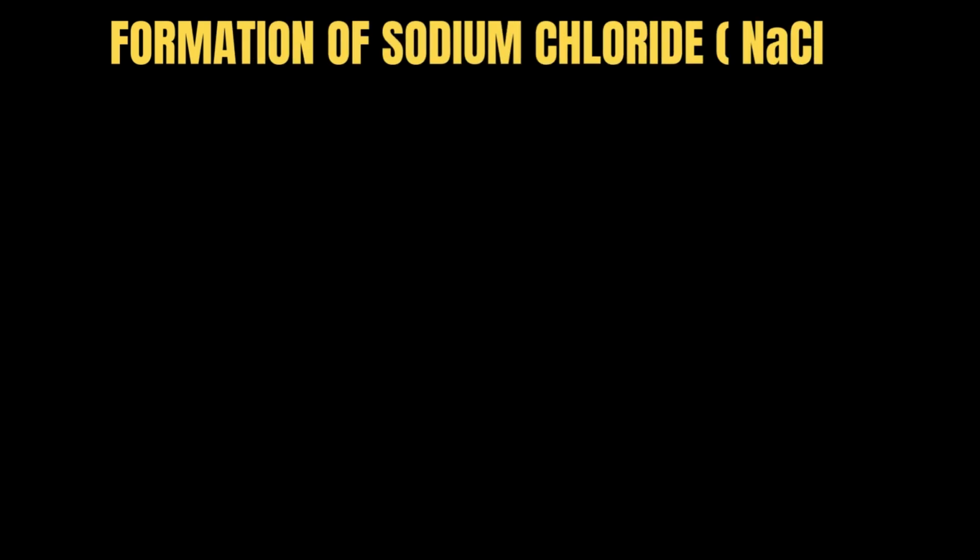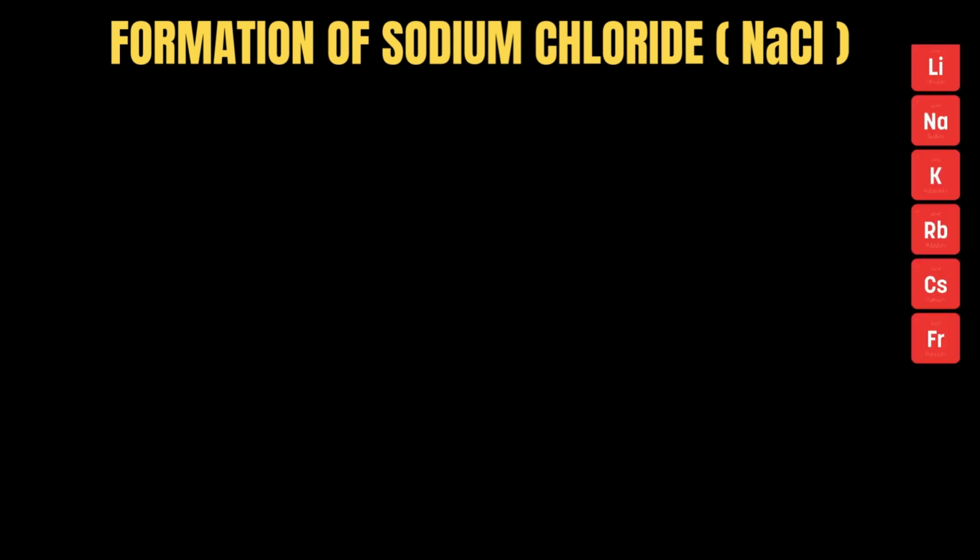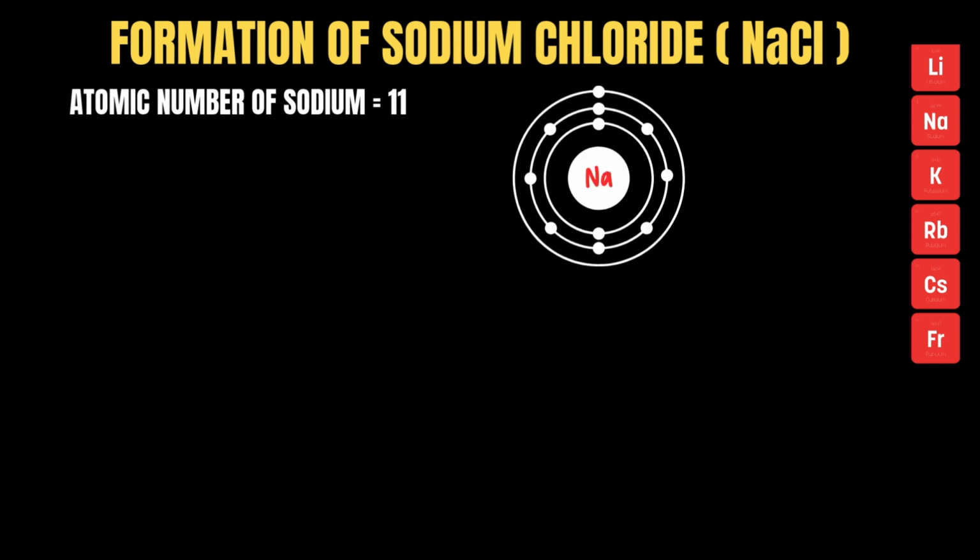The formula is NaCl. First of all, you need to understand that sodium is a metal. Sodium belongs to group 1 of the periodic table. The atomic number of sodium is 11. This means sodium has 11 electrons in its atom. If we look at the electronic configuration of sodium, it is 2, 8, 1. This means sodium has 2 electrons in the first shell, 8 electrons in the second shell, and only 1 electron in the outermost shell.